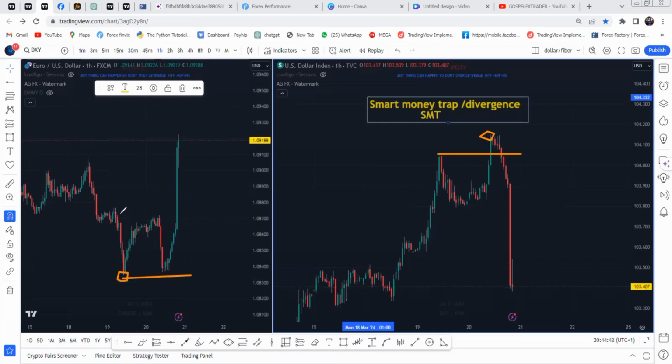Now, if Euro USD fails to make a lower low, what does that imply? It simply implies that it is gaining more strength, because the more a currency is making lower lows and lower highs, that signifies weakness for that currency. But when that particular asset, like Euro USD here, fails to make a new swing low, it signifies that the Euro is gaining more strength. When you see a currency gaining more strength, the other currency is simply doing a trap.